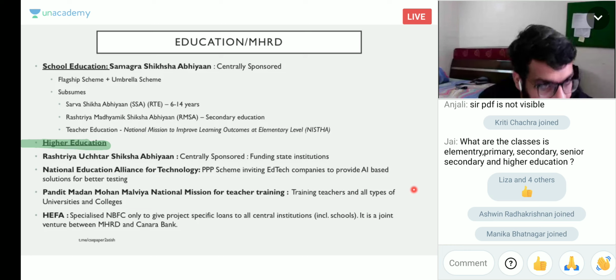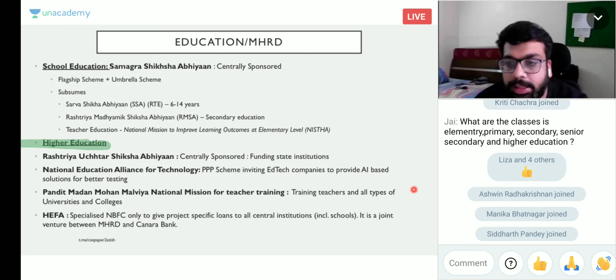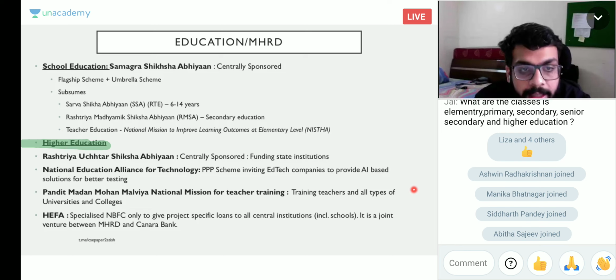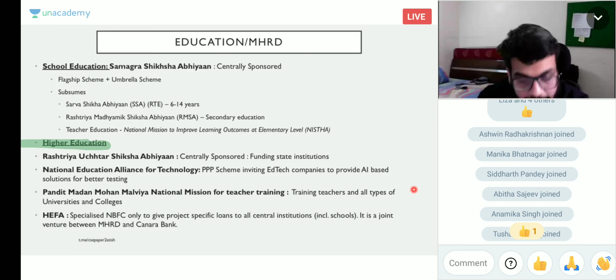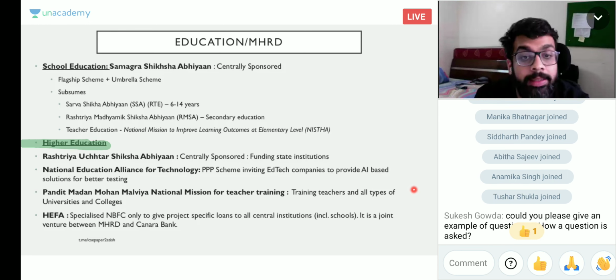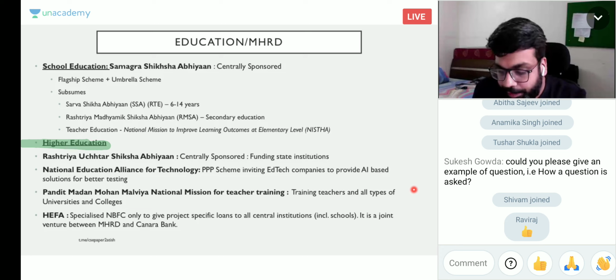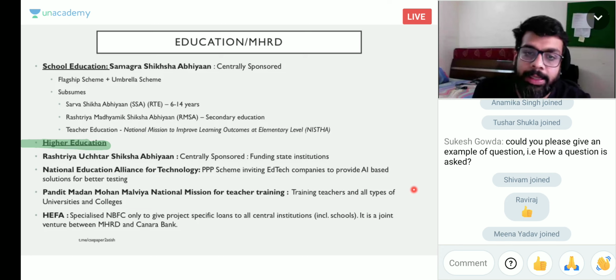Okay. So higher education. Now, in higher education, there are largely four things that we're looking at. First, the Rashtriya Ujjwala Shiksha Abhiyan. This is basically a centrally sponsored scheme, which means both the center and the states pay for the same. This is a funding scheme, which means the center and the states are going to collectively and jointly fund state education institutions on a project by project basis. This is a grant. This is not a loan.